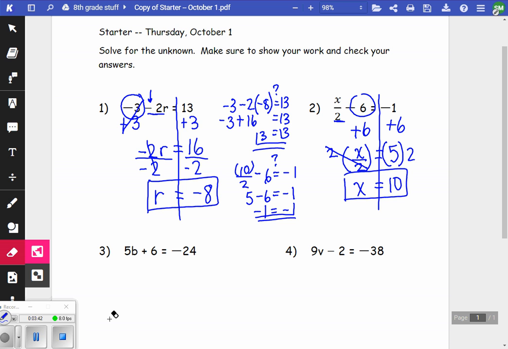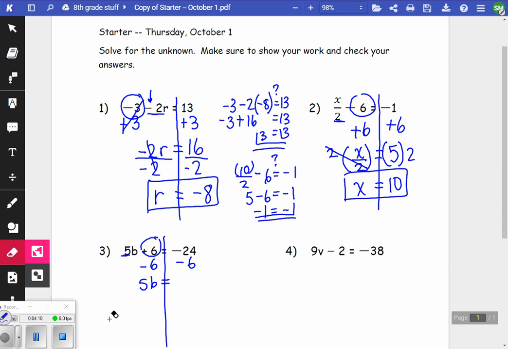Okay. 5b plus 6 equals -24. Again, my constant is just a number. Circle that. Underline my coefficient. I have to deal with the constant first. What's the opposite of +6? That would be -6. Leaves me 5b equals. Now, some of you should probably be using a calculator at this point.